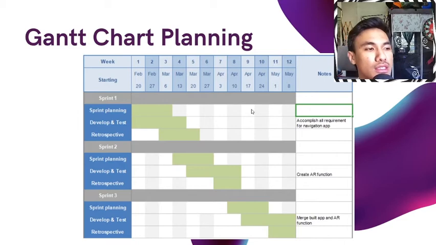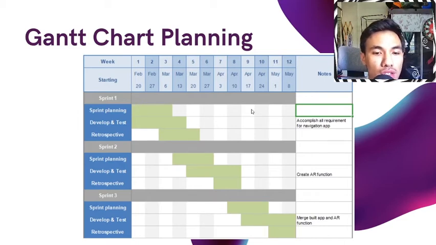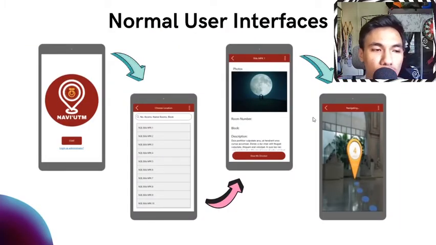So here is the Gantt chart planning for this project. As you can see here, because this is the Scrum methodology, we have three repeated processes, which are sprint planning, develop and test, and retrospective. Actually we merged the product backlog creation into the retrospective, so that's why we have only three phases in this Gantt chart.